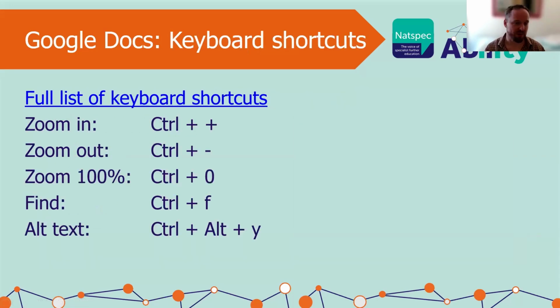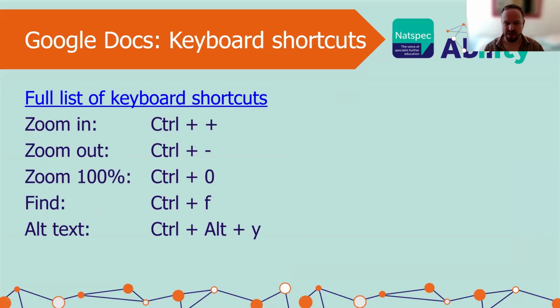In Google Docs, there are some keyboard shortcuts. I've got a link there for the full list of keyboard shortcuts, but I just thought I'd pull some useful ones. So zoom in is Control and the plus symbol, zoom out, Control and the minus symbol. Zoom back to 100% is Control plus 0.